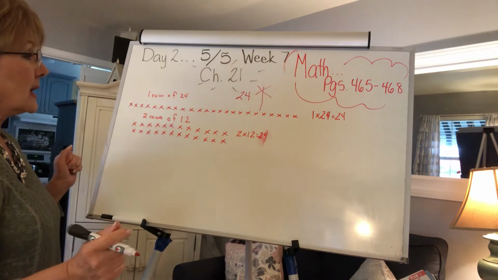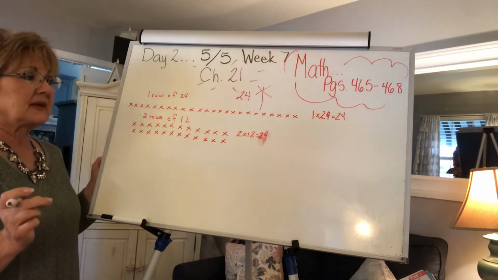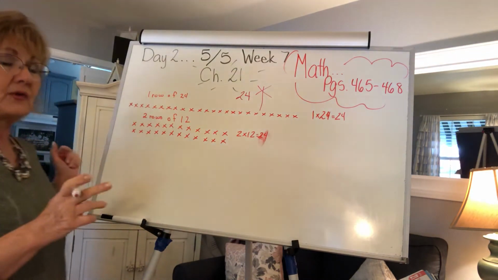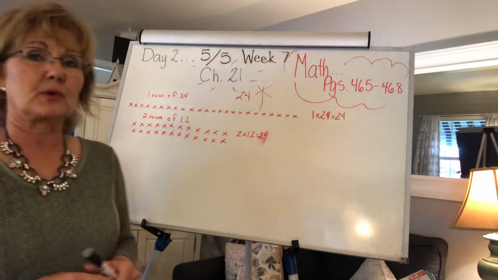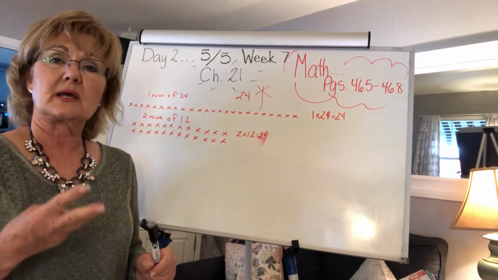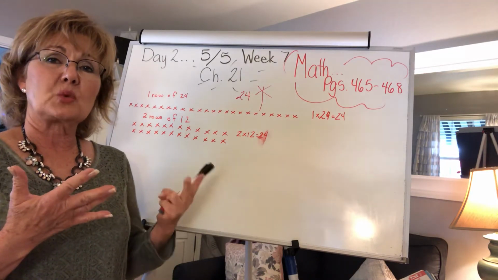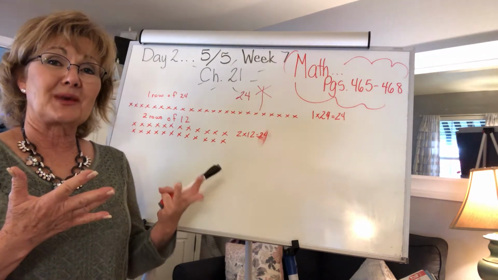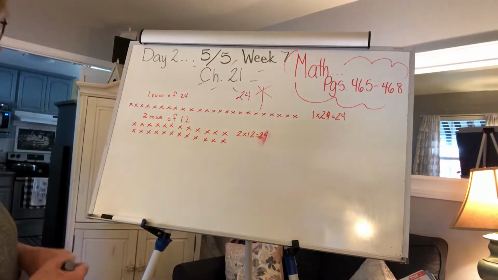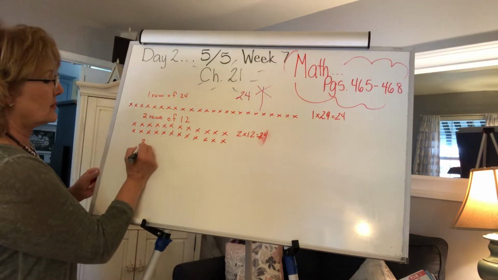So, can 24 be divided up evenly by 3? If you count by 3s, could you get to 24? 3, 6, 9, 12, 15, 18, 21, 24. You can, can't you? So you can have 3 rows.